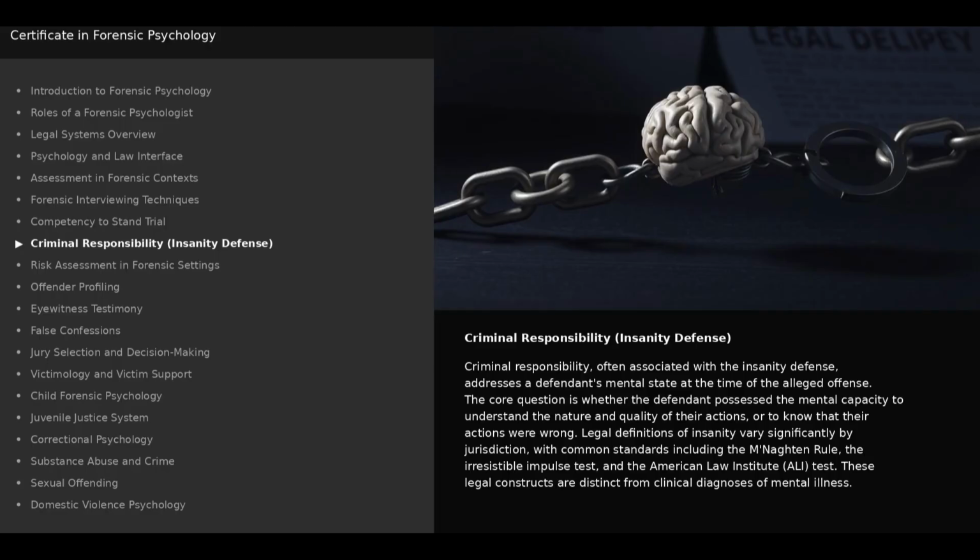Criminal responsibility, insanity defense. Criminal responsibility, often associated with the insanity defense, addresses a defendant's mental state at the time of the alleged offense. The core question is whether the defendant possessed the mental capacity to understand the nature and quality of their actions or to know that their actions were wrong. Legal definitions of insanity vary significantly by jurisdiction, with common standards including the M'Naghten Rule, the Irresistible Impulse Test, and the American Law Institute (ALI) test. These legal constructs are distinct from clinical diagnoses of mental illness.